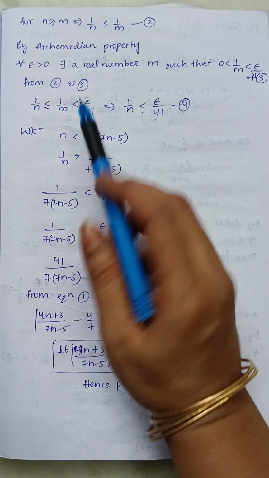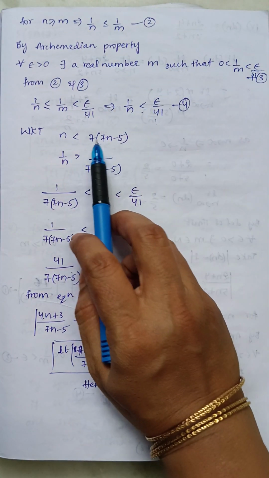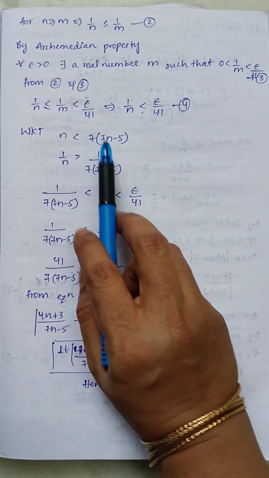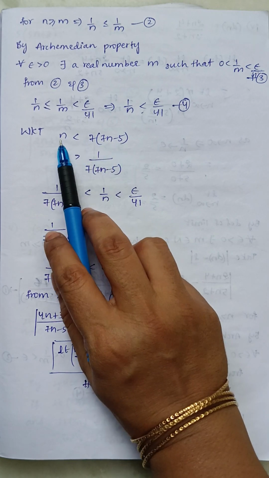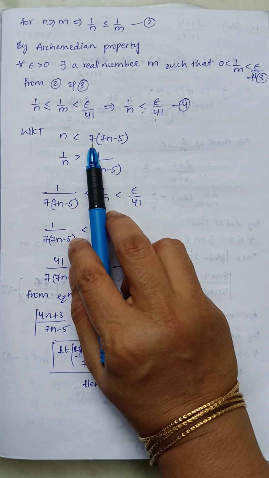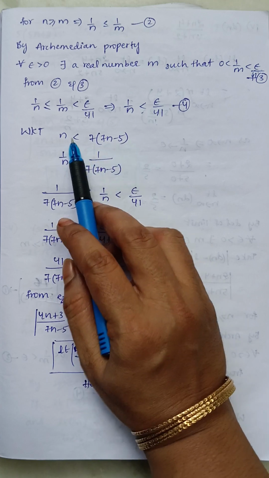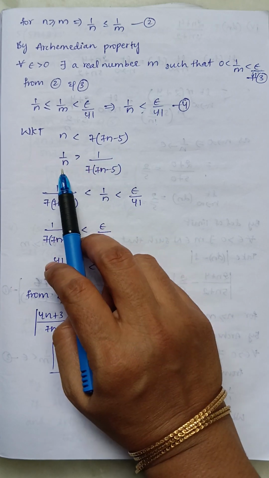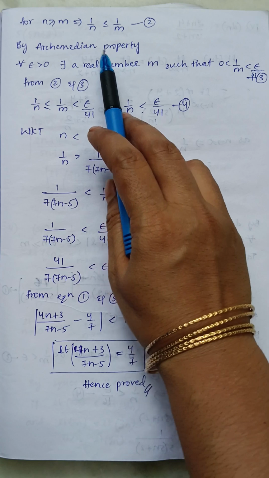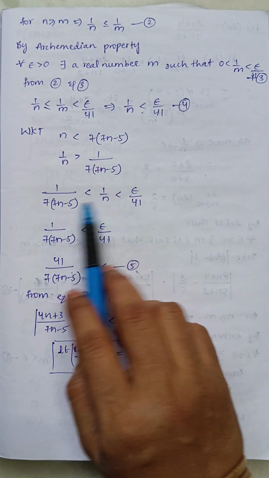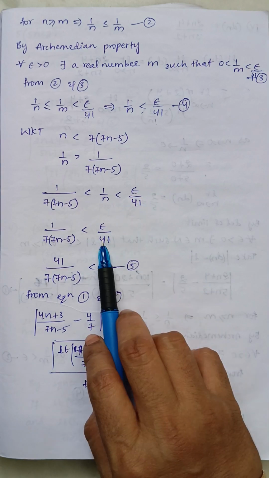Now 1/n is less than epsilon by 41. Now compare n with the denominator of the actual expression. What is in the denominator? 7 into (7n minus 5). Obviously 7n is greater than n, so n is less than 7n. When you multiply by 7, it becomes even greater. That's why n is less than this part. Take the reciprocal, then this is less than 1/n. But from above, 1/n is less than epsilon by 41. So from these two, this is less than epsilon by 41.